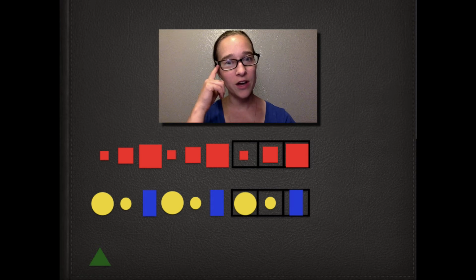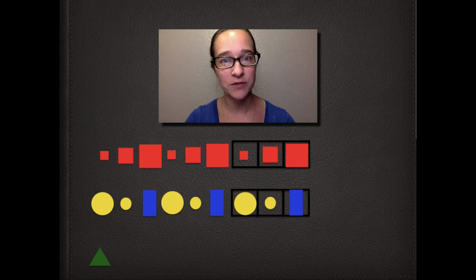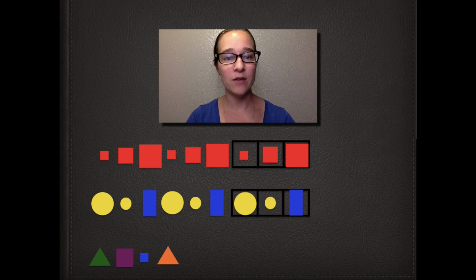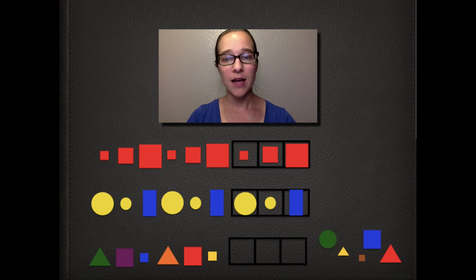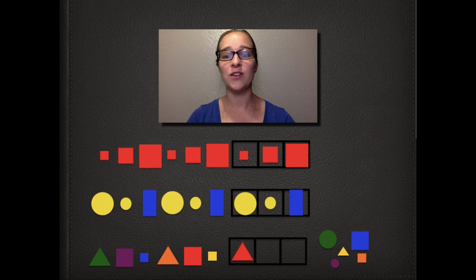And our final pattern is really kind of confusing because there's lots of different colors, but if we try to ignore the colors and just think about the shapes, that's going to help us to figure it out. So we have a large triangle, a large square, and a small square, a large triangle, a large square, and a small square. And let's look at all of our options here. How are we going to finish it? Large triangle, large square, small square.